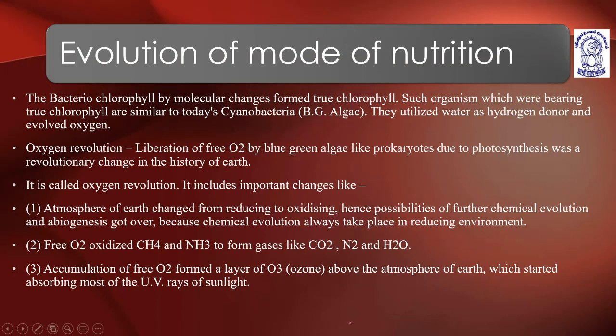Evolution of mode of nutrition, already I have told you. The bacteriochlorophyll, by molecular changes, formed a true chlorophyll. So this bacteriochlorophyll comes up with different types of changes and forms true chlorophyll. And such organisms which were bearing true chlorophyll are similar to today's cyanobacteria, that is blue-green algae. They utilize water as a hydrogen donor and evolved oxygen.